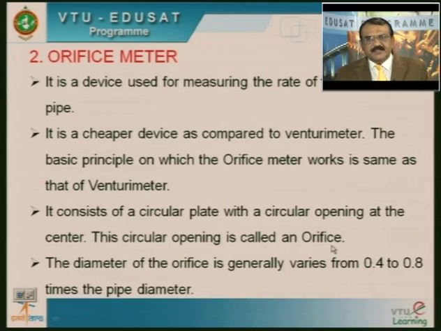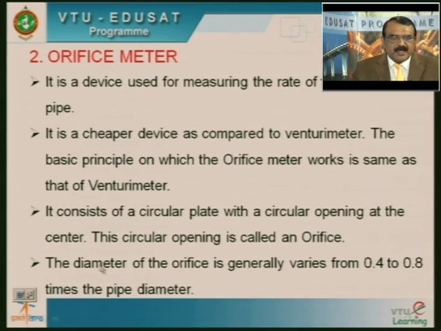So, an orifice is an opening provided in the side of the tank or at the bottom of the tank. You are going to study this definition when you are talking about orifices and mouthpieces. Again, I repeat, an orifice is an opening provided in the side of the tank or at the bottom of the tank. Now, the diameter of the orifice generally varies from 0.4 to 0.8 times the pipe diameter. Suppose the pipe diameter is capital D, the diameter of the orifice is 0.4 times capital D to 0.8 times capital D.